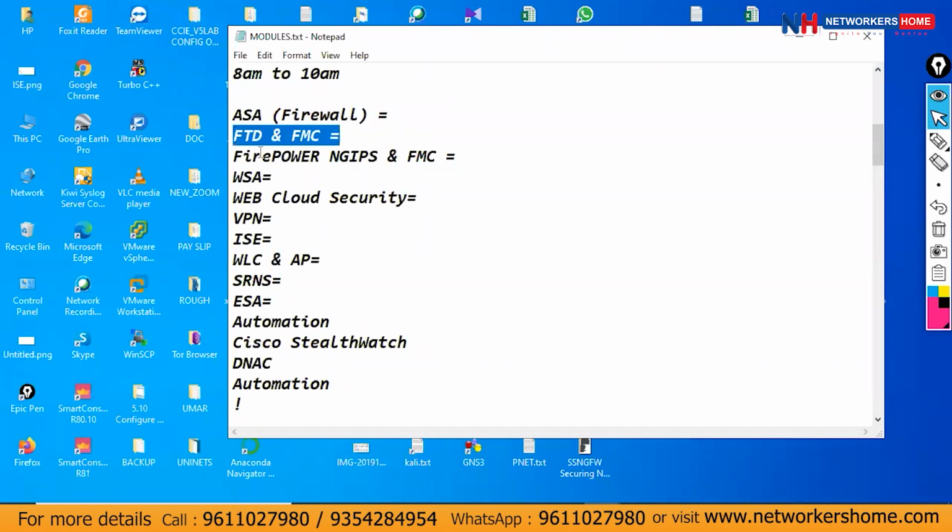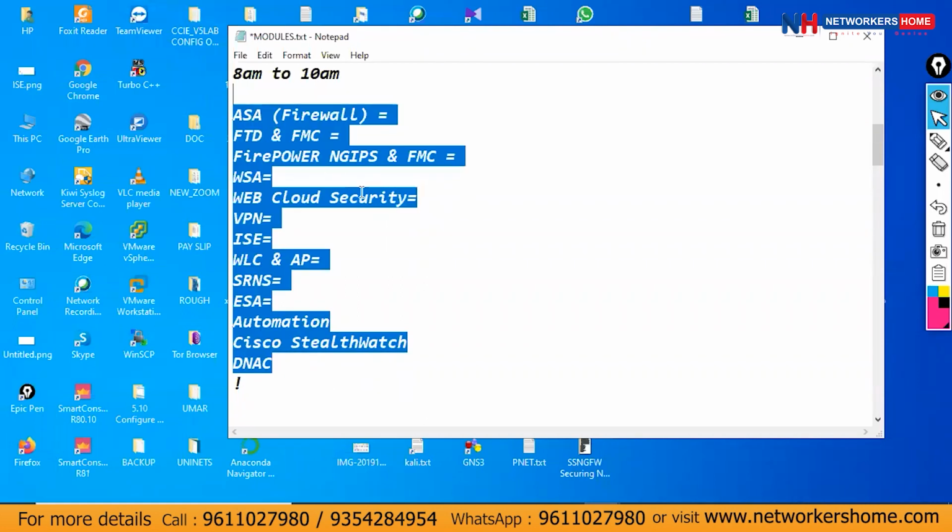FTD and FMC, firepower device. Again, firepower NG IPS. After that, you have WSA, web security appliance, VPN, ISE, WLC and AP, security over routing and switching, email security appliance, automation, Cisco Stealth Watch, DNAC, and automation, which has come two times. So these are the total modules that you should go through.